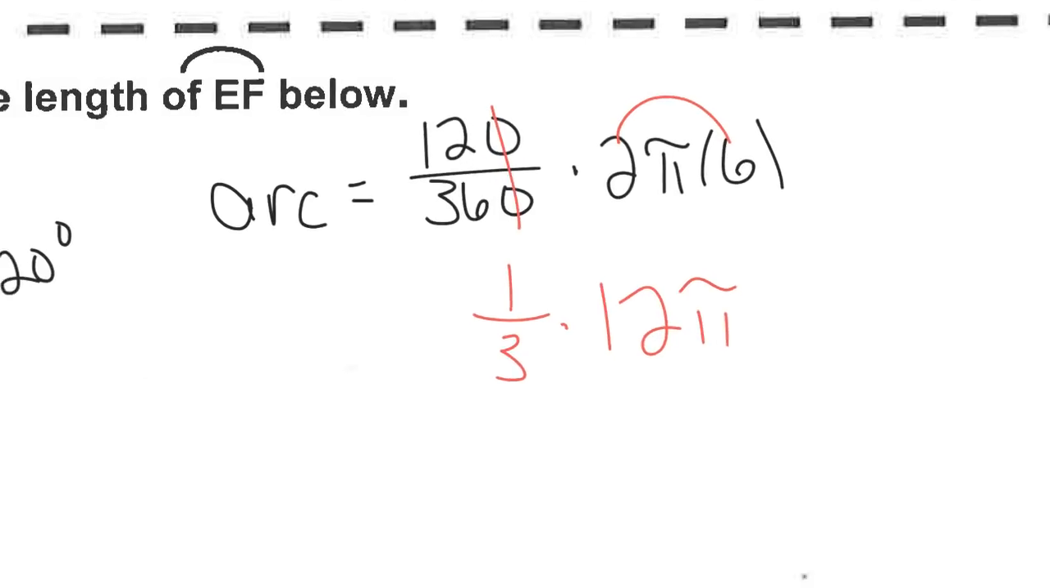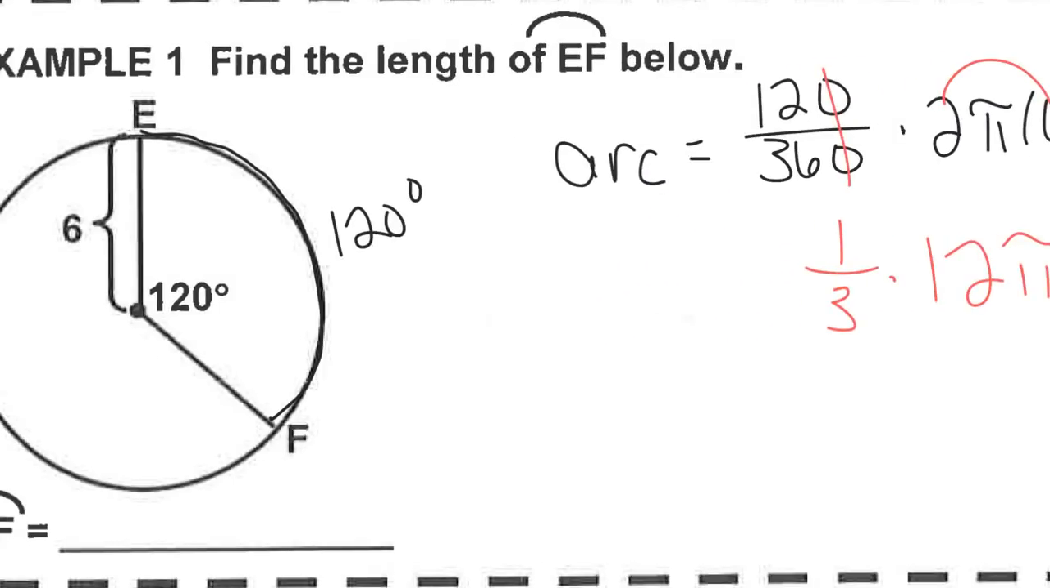You can help yourself with the use of your calculator. 1/3 of 12 gives me 4 pi units. So that length is actually just 4 pi units long. Let's look at the next one.